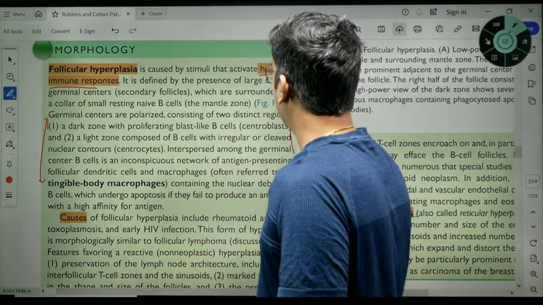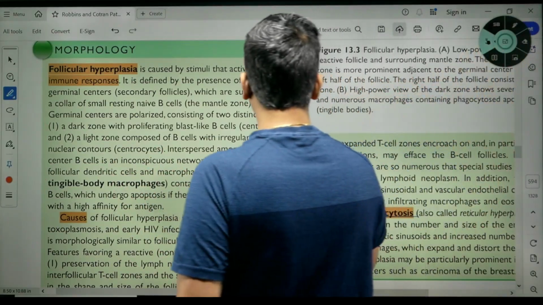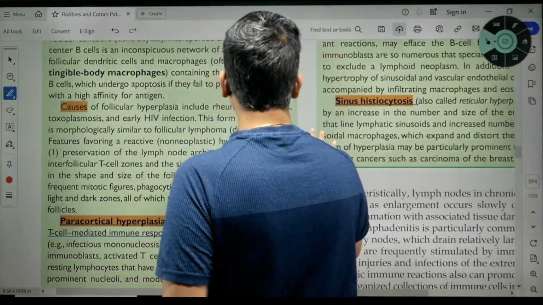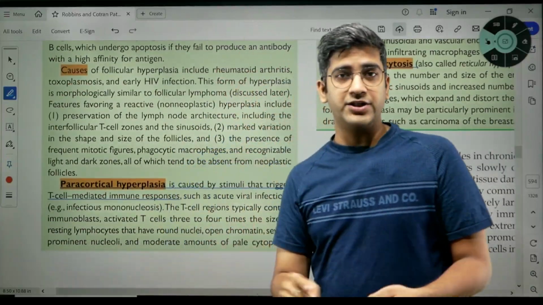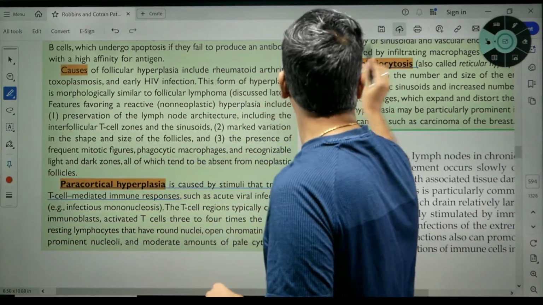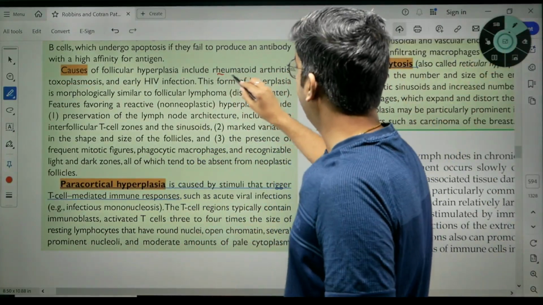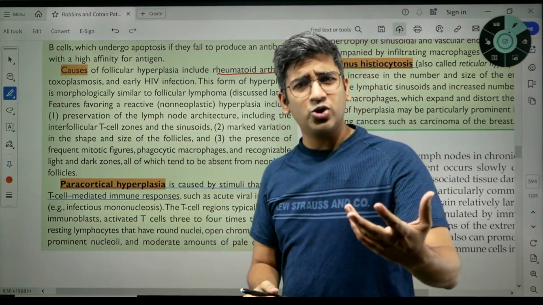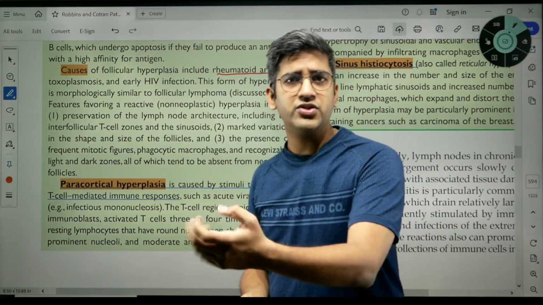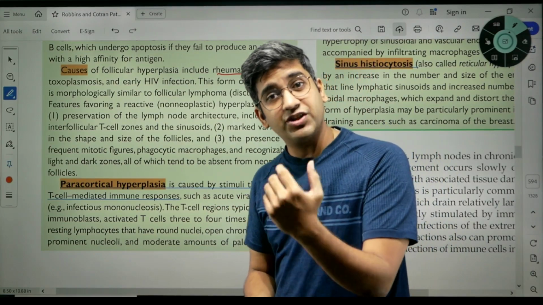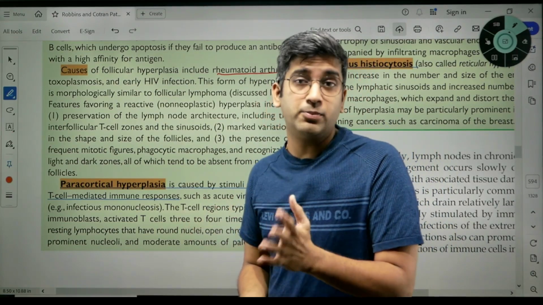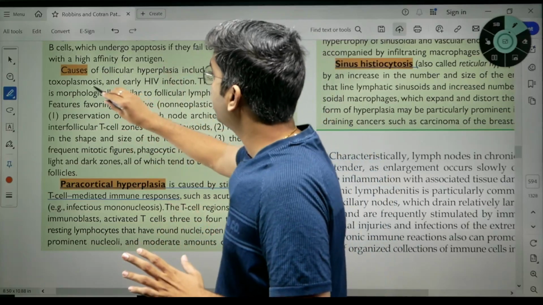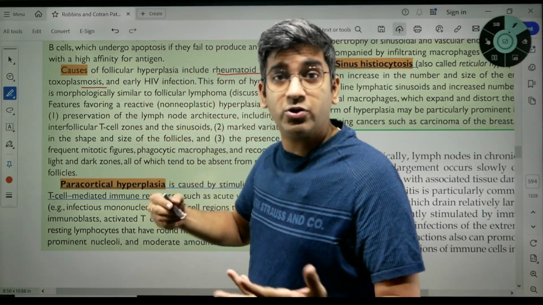So the cause of follicular hyperplasia is going to be very, very simple. It's going to be causes which have more B cell hyperplasia. Every autoimmune disorder, whatever it may be, here we have named rheumatoid arthritis, that's all. Any autoimmune disorder will have more B cells, more antibodies, and follicular hyperplasia. Bacterial infection will have acute follicular hyperplasia, might not be chronic, fine. That's why it's not written here. Toxoplasmosis, again, lots of antibody production.